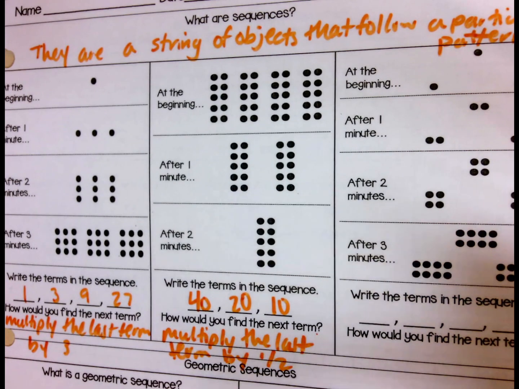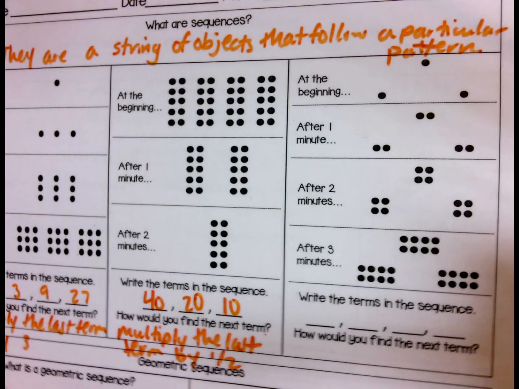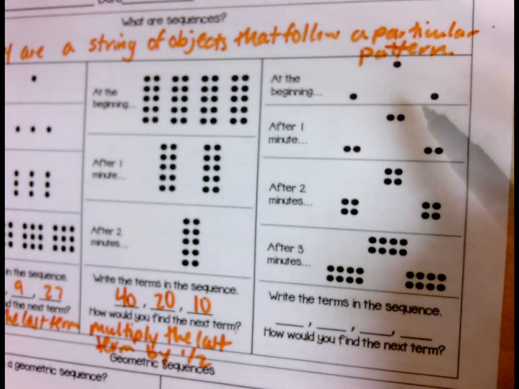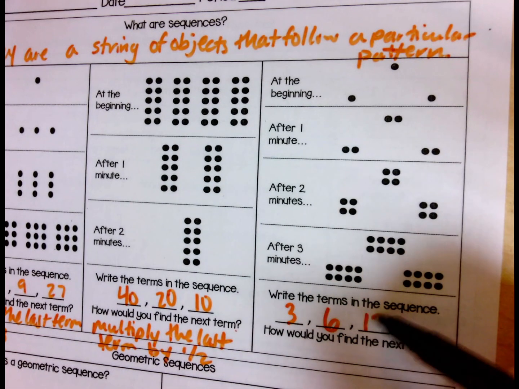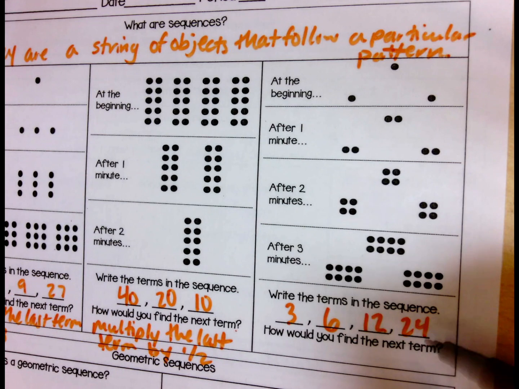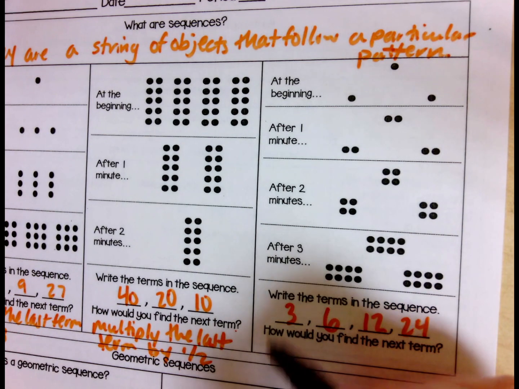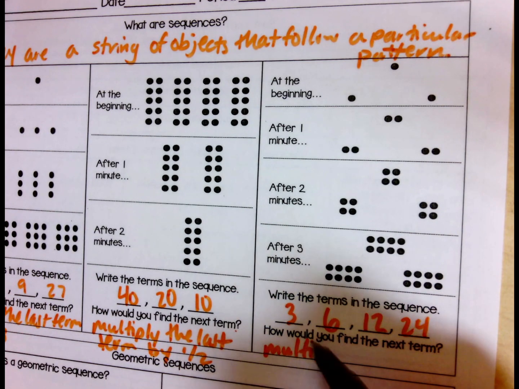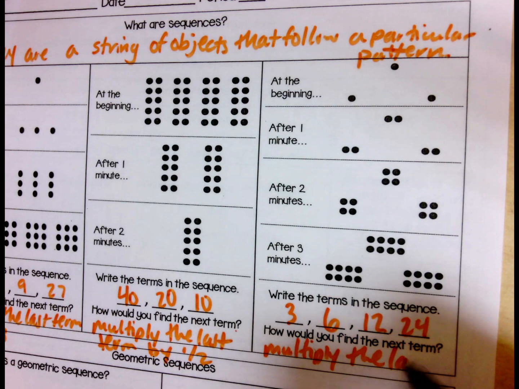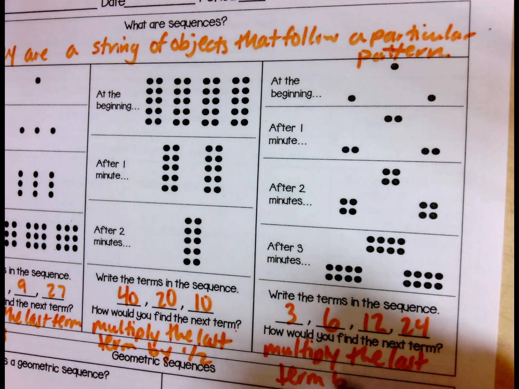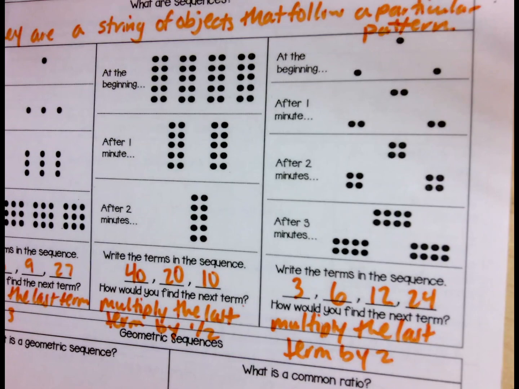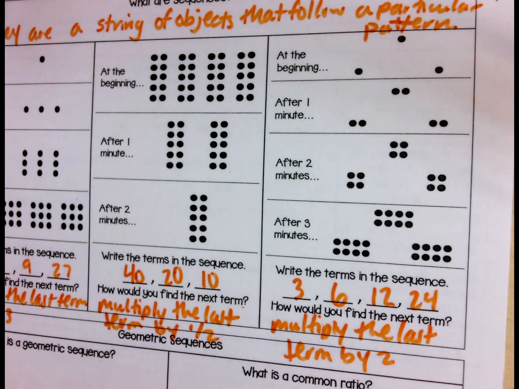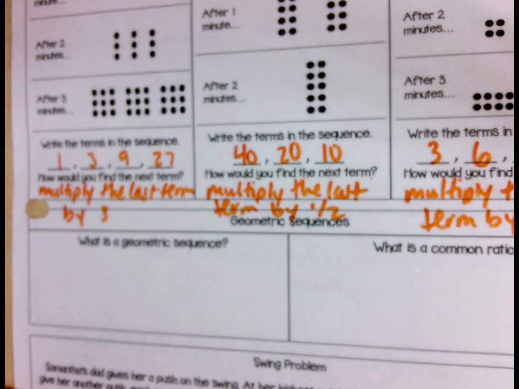Okay, so this third one over here, we have 3, and then it becomes 6, and then it becomes 12, and then it becomes 24. And so each time we have doubled it, so we are going to multiply the last term by 2. Okay, so these sequences are going to be different than the last ones because we're going to be dealing with multiplication here.